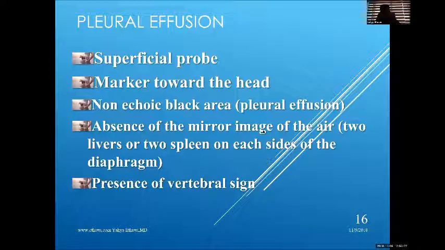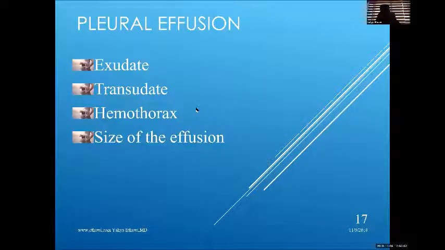And also, if we use a deeper tissue probe, we will see the vertebrae. As we know, the pleural effusion can be exudate, transudate, or hemothorax. And also we can determine by ultrasound the size of the effusion.